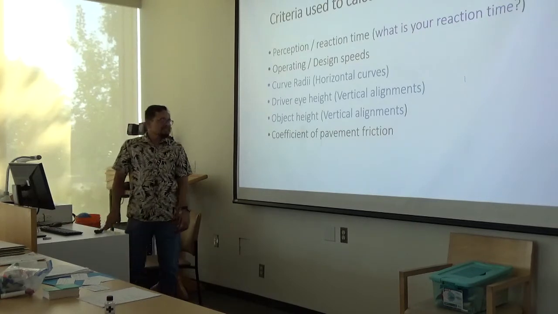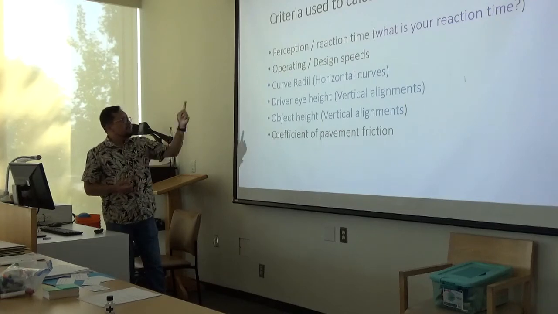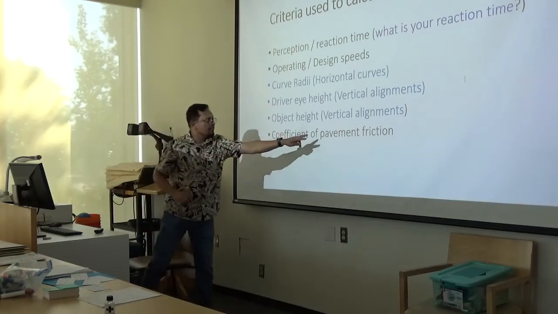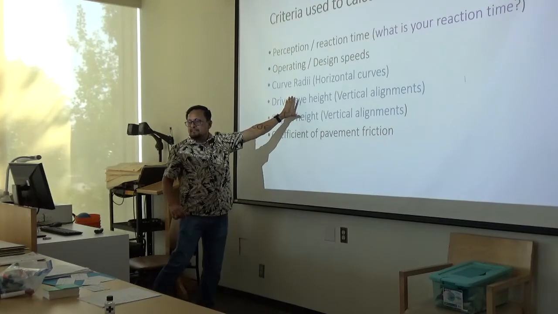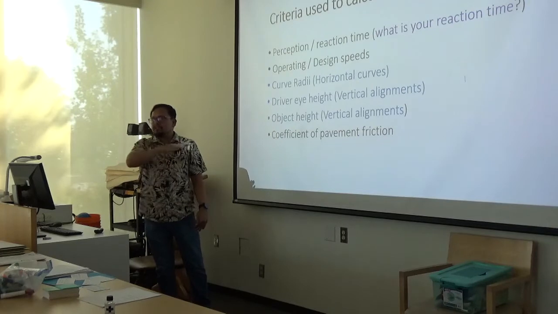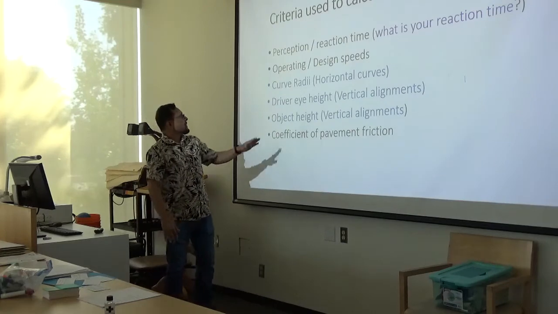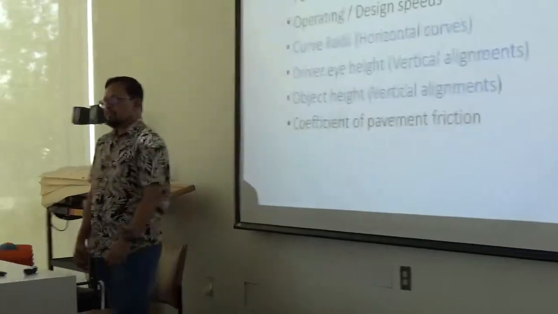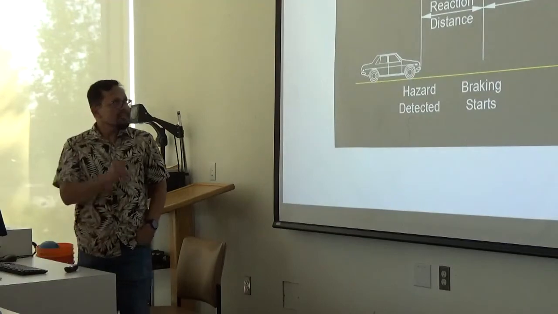So how to calculate stopping sight distance? To calculate stopping sight distance, you need three things: perception and reaction time, operating and design speed, and coefficient of pavement friction. You need these three things also to calculate sight distance for a sloped road, but we'll not consider a sloped road today. We'll consider only a straight road, or where some horizontal curve is there. So only these three criteria you have to address to calculate the sight distance. So what is stopping sight distance?